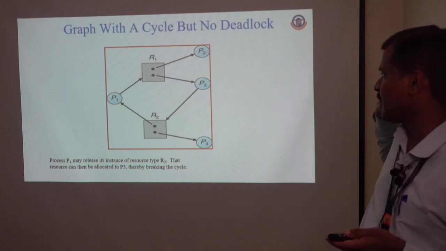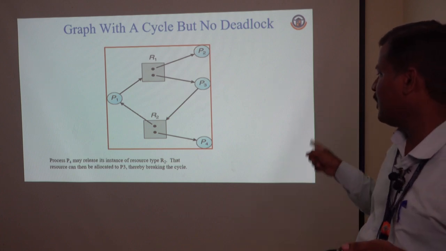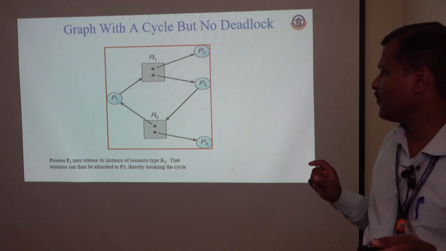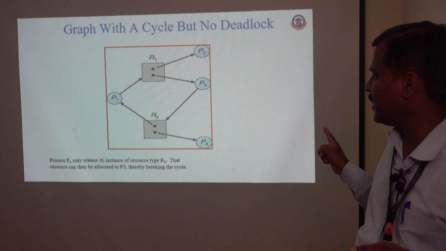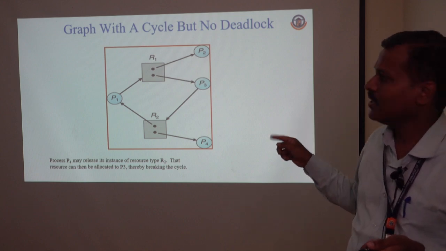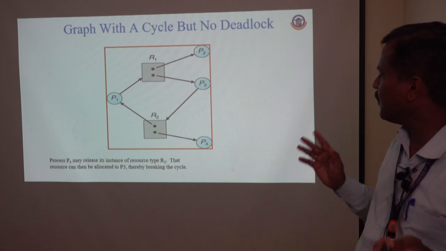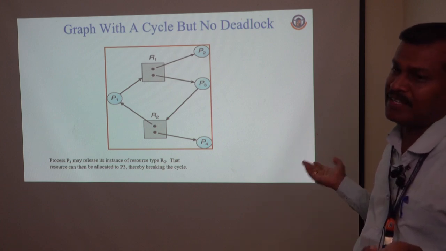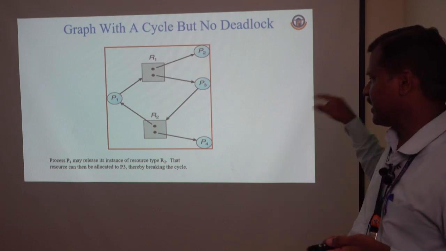If the P2 process completes, it automatically releases the R1 resource. At the same time, the P4 process holds an R2 resource. If the P4 operation completes, it automatically releases the resource. So now R1 is free and R2 is free, and automatically the P1 and P3 operations complete. There is no deadlock. But there is a circular wait condition, yet no deadlock. This is an exception case.